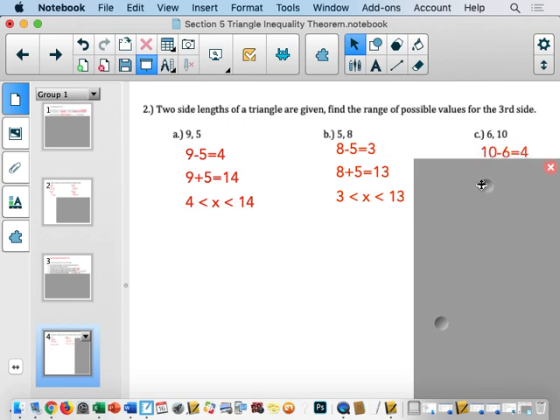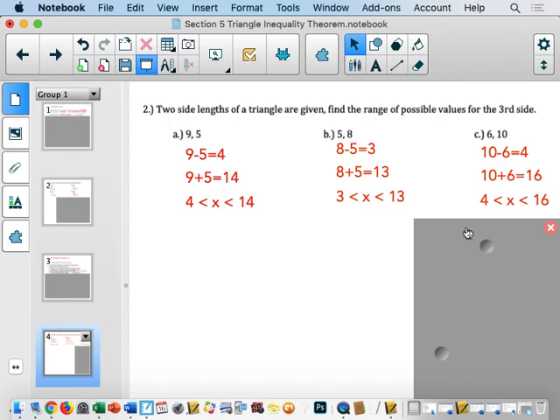Now let's check and see how you did. We subtract 10 and 6. We add 10 and 6, so our range is 4 to 16. All right, so that concludes section 5 notes.